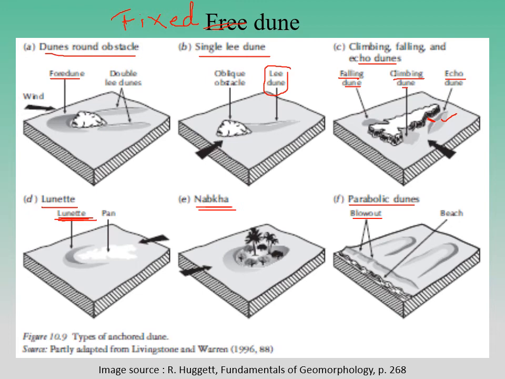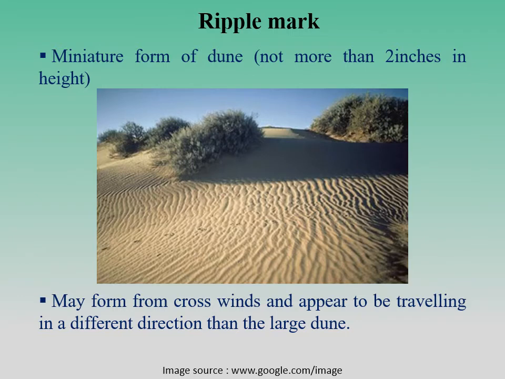Now, apart from dunes, in the Aeolian condition, we often find miniature versions of the dunes. That means they are also asymmetric in nature. They also have a stoss side and a lee side, and the stoss side is the erosional side, whereas the lee side is the depositional side. But their size is much lower than the dune. Mostly they are a few inches or a few centimeters in height.